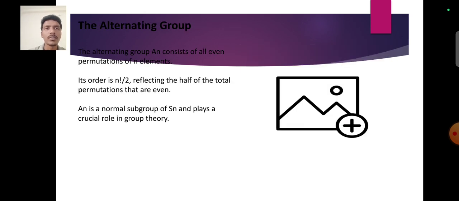The alternating group. The alternating group consists of all even permutations of n elements. Its order is n factorial divided by 2, reflecting the half of the total permutations that are even. An is a normal subgroup of Sn and plays a crucial role in group theory.